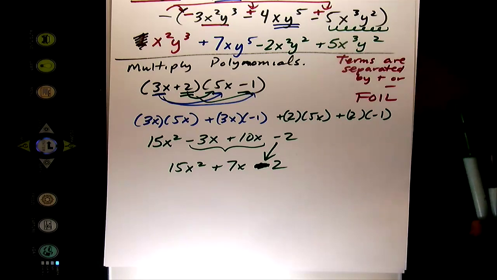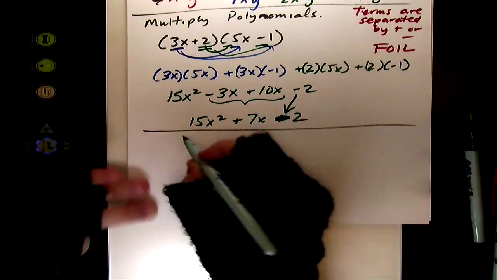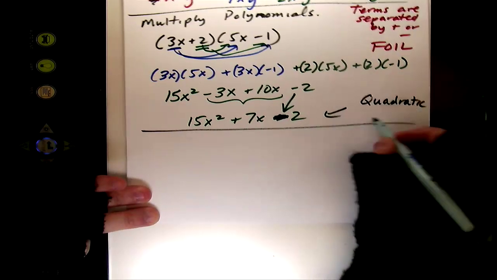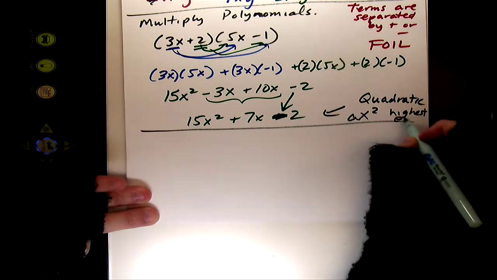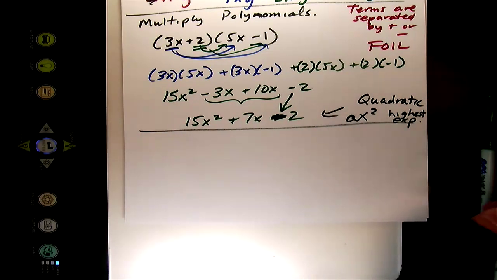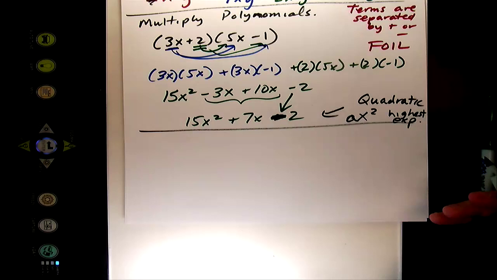That's how we multiply. Let's kick it up a notch. This is called a quadratic, when x squared is the highest term, the highest exponent. I put an A because it doesn't matter what the coefficient is. And I have no idea why they call it quadratic. Quad means 4. Maybe because you can factor it and make 4 terms. I don't know. I have no idea.